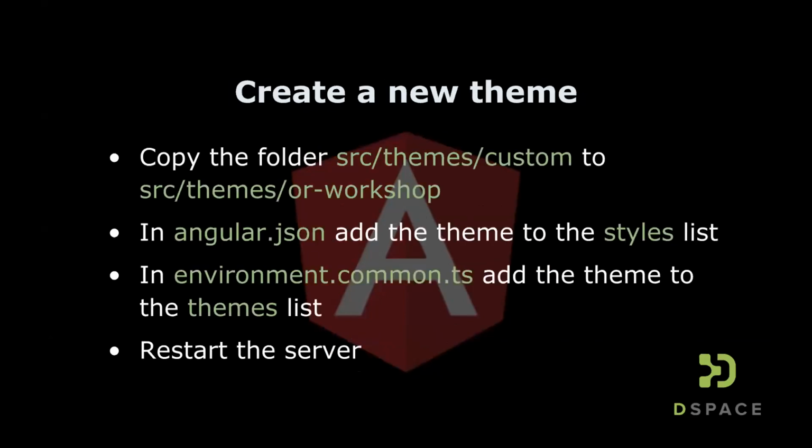So let's start by creating a new theme. No, actually, I cheated. I had one I prepared earlier because, as you see, the final step is to restart the server. And even though that's quick in dev mode, it takes about a minute. I didn't want us to be waiting for that time. So what you need to do to create a new theme: you copy the custom folder, you edit the angular JSON file to add the style to the lists, and you configure the theme to be used in the configuration, and then you restart the server. So let's see how that's done.